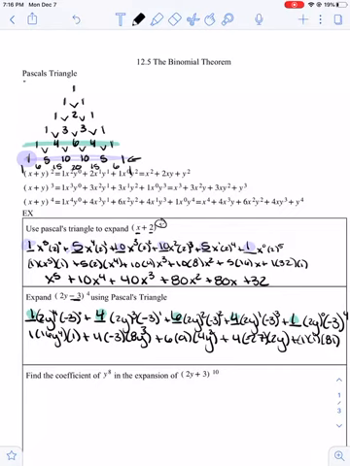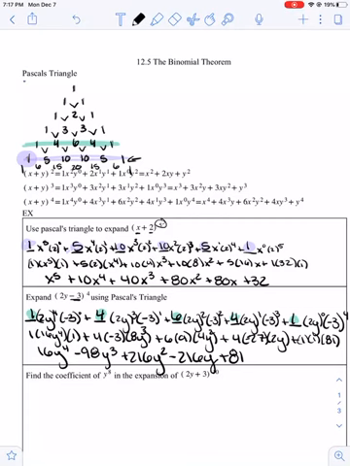Now let's start simplifying some more. So this is 16y to the 4th, and then that would be minus 98y cubed. Then this would be plus 216y squared, and then minus 216y, and then plus 81.